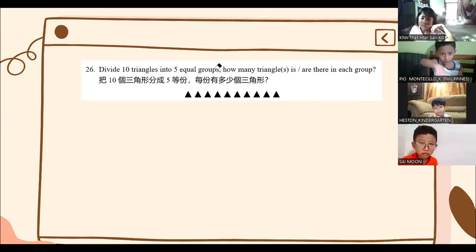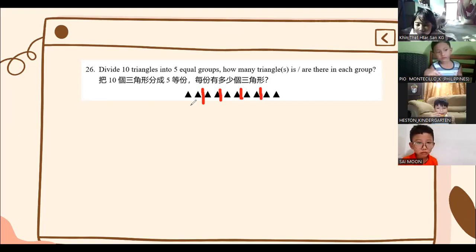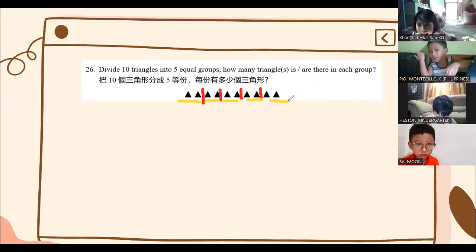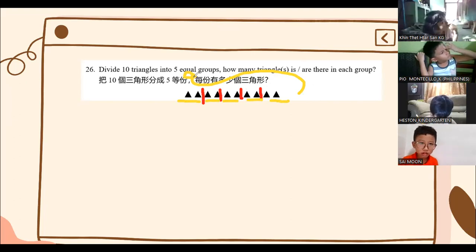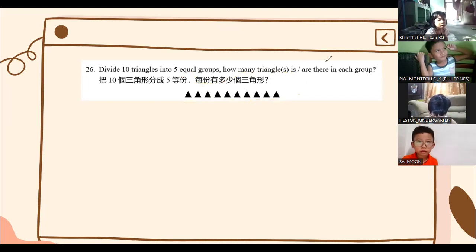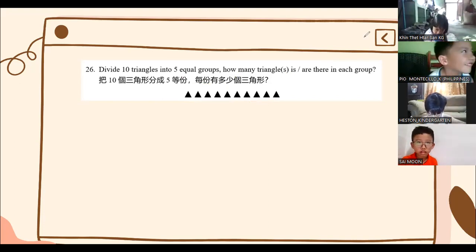And the 5 groups actually is the by 2, so each group should have 2. Look here at the screen: if we divide this by 2, how many groups do we have now? This is our first group, this is our second group, this is our third group, this is our fourth group, and this is our fifth group. So we have five groups that have an equal number of triangles, because all of the groups have two triangles. That is what satisfies the statement in this question. So that is why the answer is two. You should have two triangles in each group in order to have five equal groups among the 10 triangles that you have. Okay, very good.